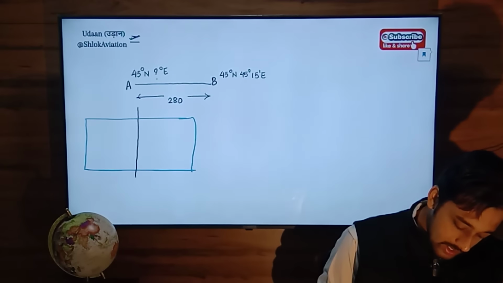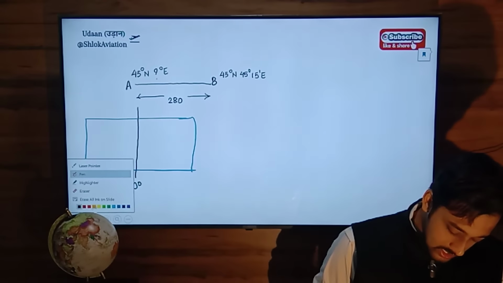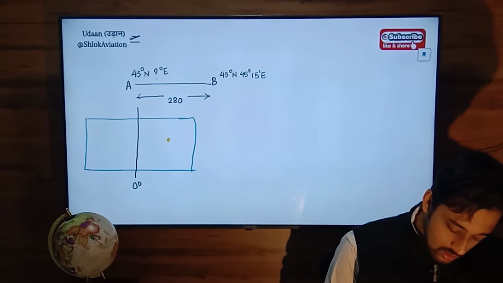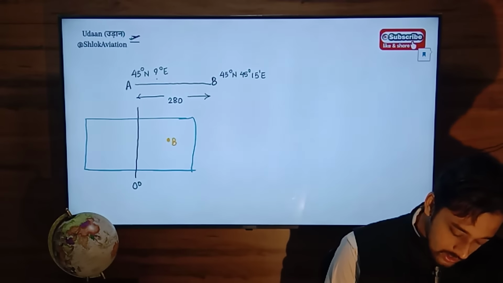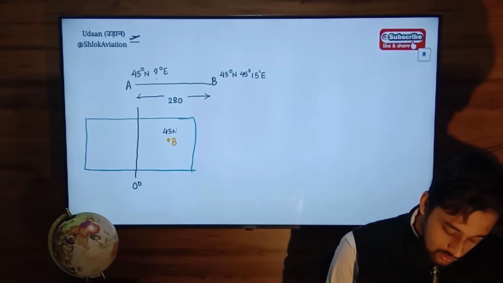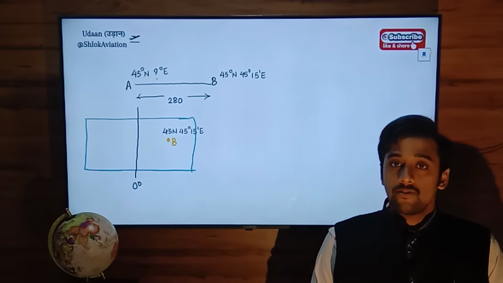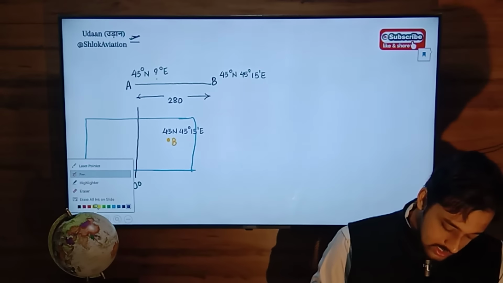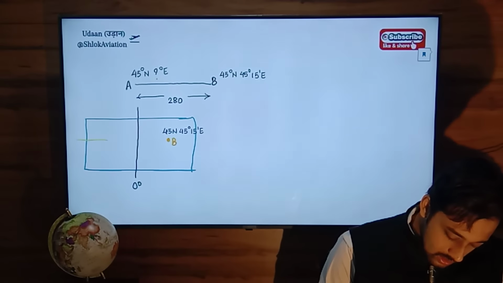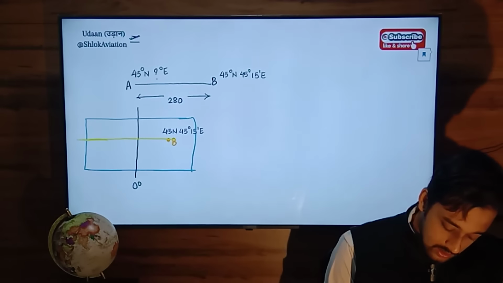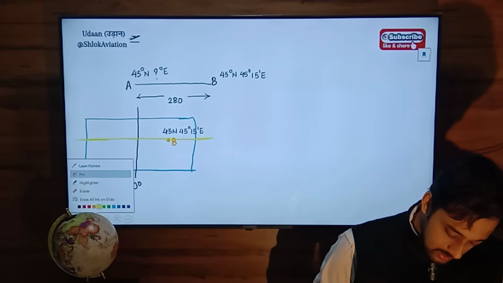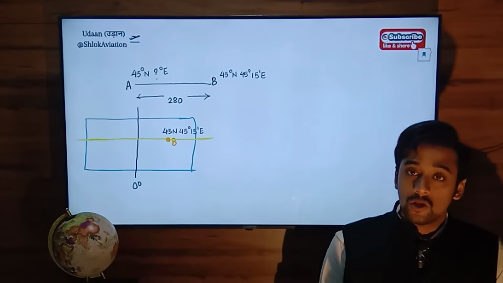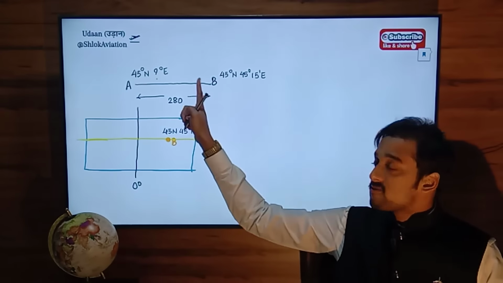There is a 0 degree prime meridian. We have location B at coordinate 45 north, 45 degrees 15 minutes east. Now we have to find A. A is at the same latitude as B. But A is to the west of B, right?